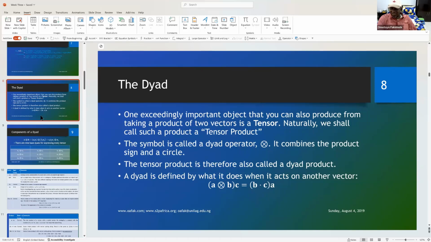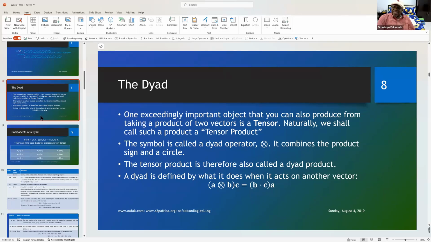That's what we have just done. We know how to express these things in the index notation, and now we are ready to introduce a completely new term. One exceedingly important object that you can also produce from taking a product of two vectors is a tensor. Naturally, we call this product a tensor product.